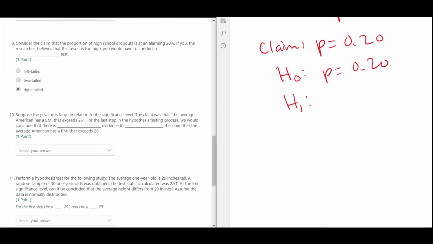It says you, the researcher, think that it is too high. Because you think that the result is too high, that means that you're really saying that it should be lower, right? So you think it's going to be lower than 0.20, because you think that the 0.20 that they say is too high. You're thinking it's probably more like 10% or 15%. So that's your research hypothesis. Therefore, it is going to be a left-tailed test. This symbol looks like a little arrow pointing to the left. So left-tailed test.